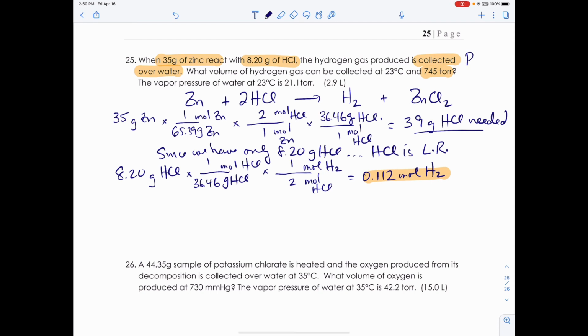So we can say that the pressure of the hydrogen is 745 minus 21.1. So 745 minus 21.1 is going to be 724 torr. Okay, there's the pressure of the hydrogen. We got that using Dalton's law, total pressure minus the water vapor pressure. Now let's convert that to either atmospheres or kilopascals. So I'll take my 724 torr and convert torr to atmospheres. 1 atmosphere is 760 torr, so 724 over 760, we have 0.953 atmospheres is the pressure of hydrogen.